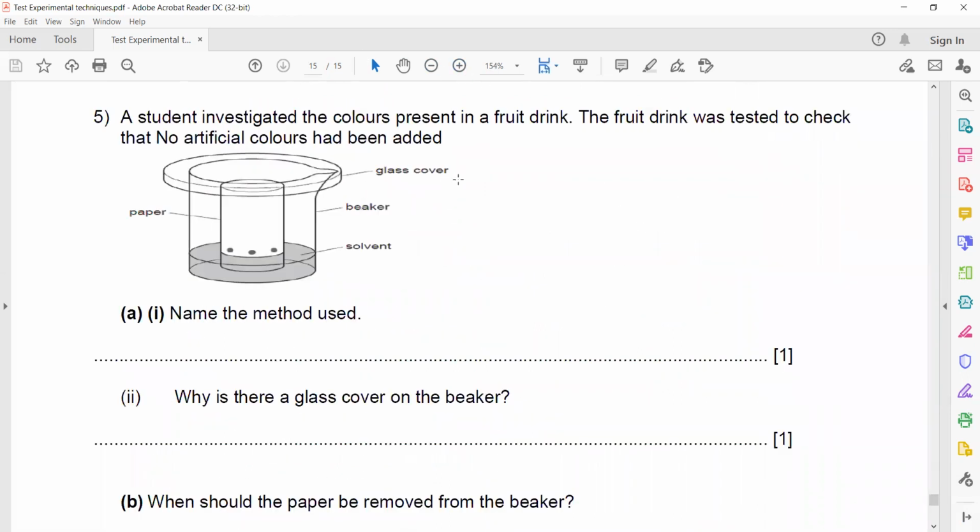Then a student investigated the colors present in a fruit drink. The fruit drink was tested to check no artificial coloring has been added. Name the method. So we call that chromatography.